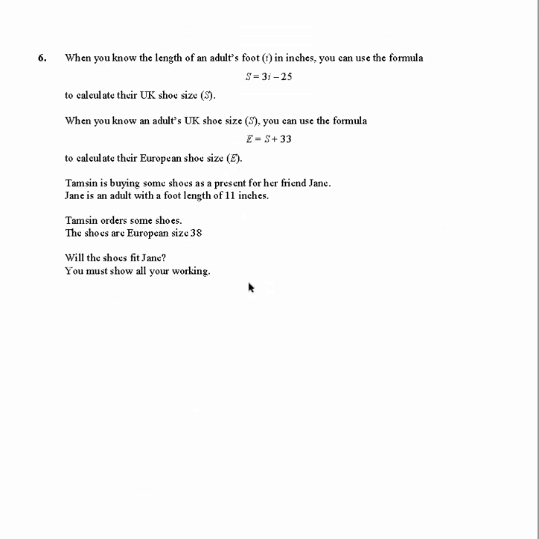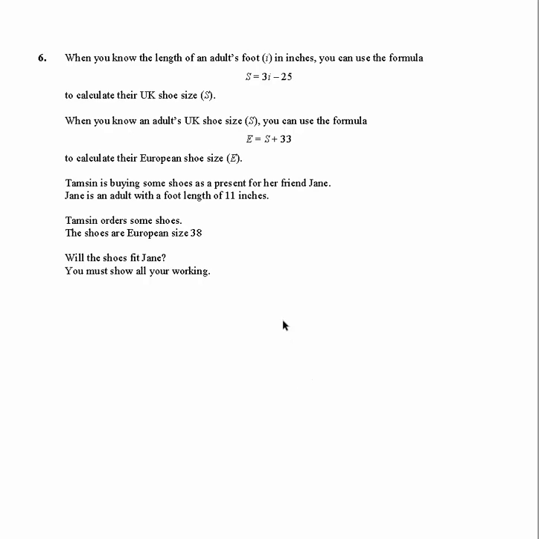Question 6 looks a bit complicated, but actually it's really simple. When you know the length of an adult's foot, I, in inches, you can use the formula. It basically means multiply it by 3 and subtract 25, and that answer is your shoe size. Then, when you know the UK shoe size, which is what you've just done here, you simply add 33 to it, and it gives you the European shoe size.